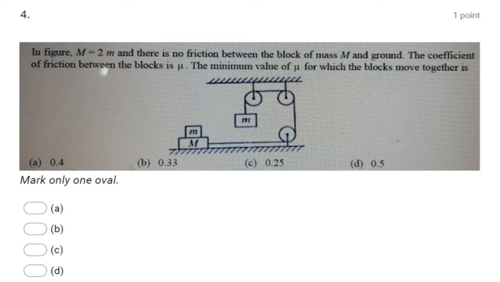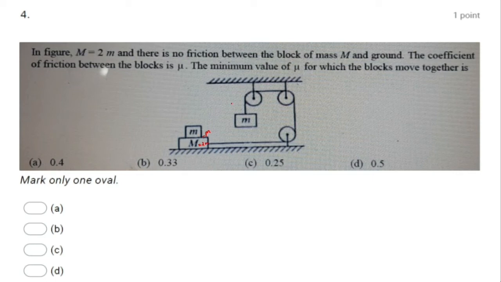In the figure, M is equal to 2m. So this is equal to 2m, as given there. There is no friction between the block of mass m and the ground, there is no friction between the block and the ground. The coefficient of friction between the blocks is mu. So there is friction between the two blocks, that is given as mu. The minimum value of mu for which the blocks move together. The blocks moving together means these two blocks will have the same acceleration.